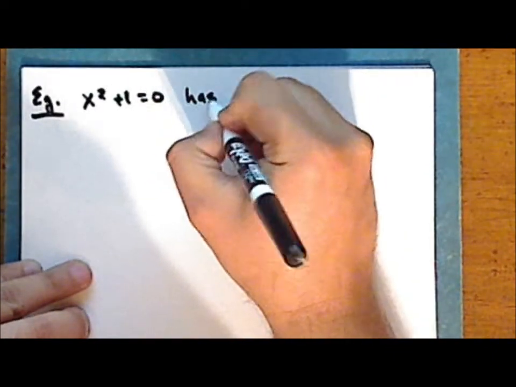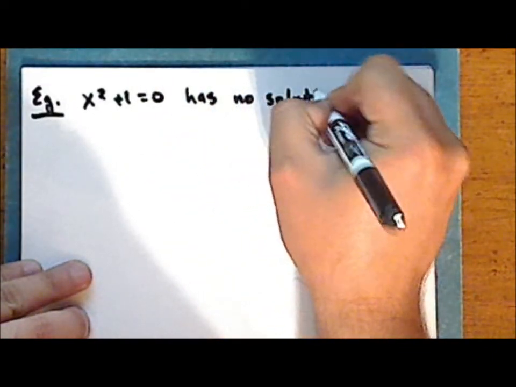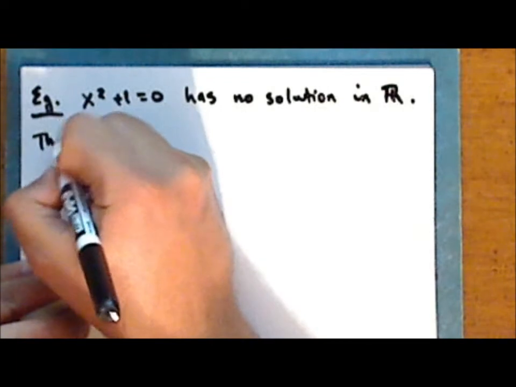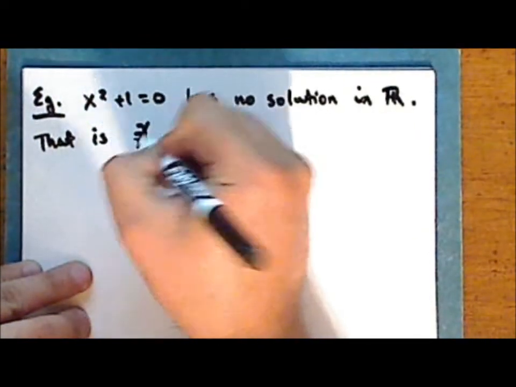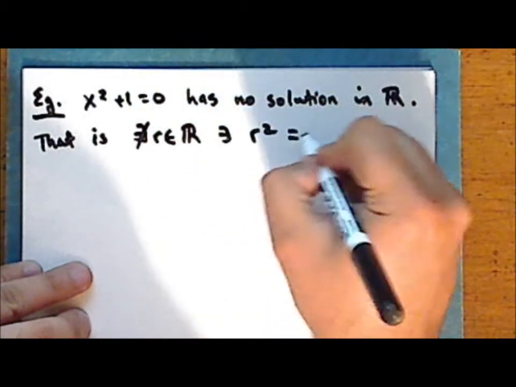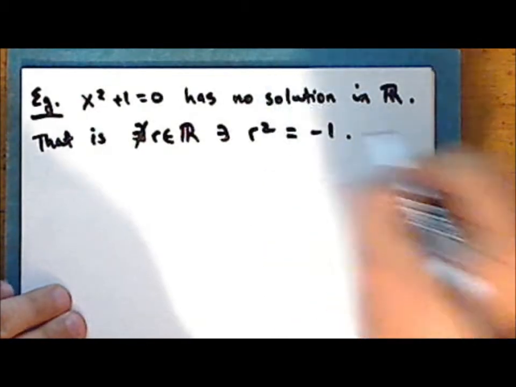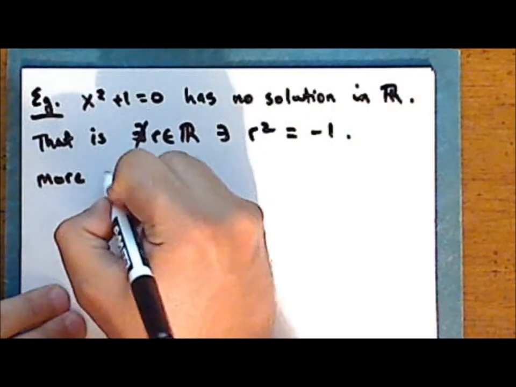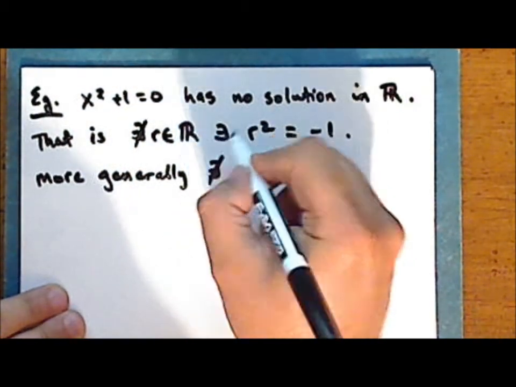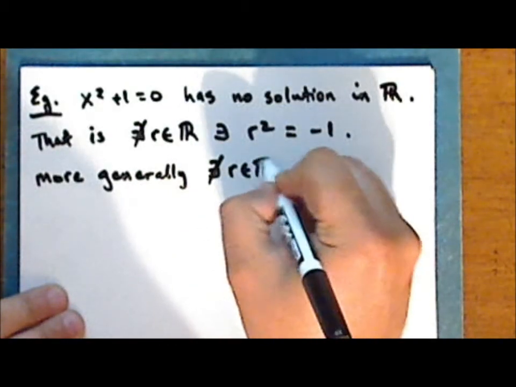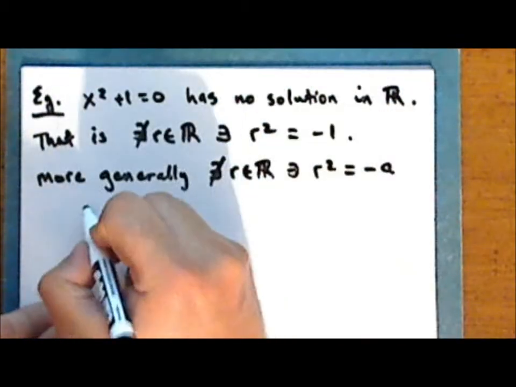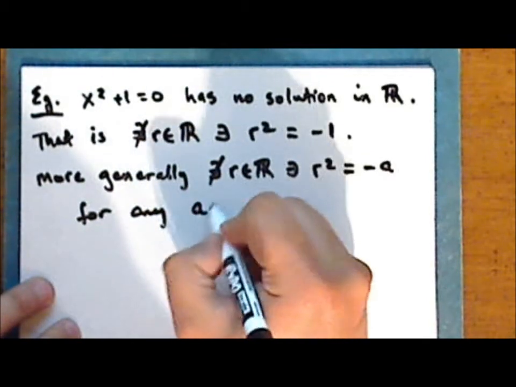This equation has no solution in the field of real numbers. That is, there does not exist a real number r such that the square of that real number is equal to -1. And more generally, there does not exist a real number r such that the square of that real number is equal to -a for any positive real number a.